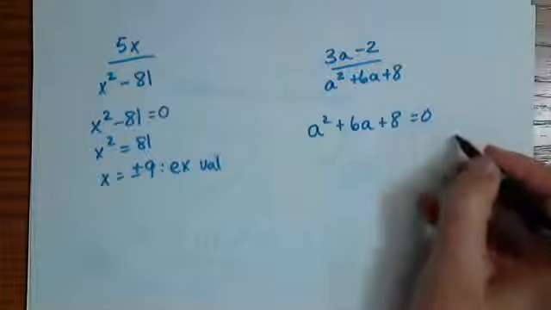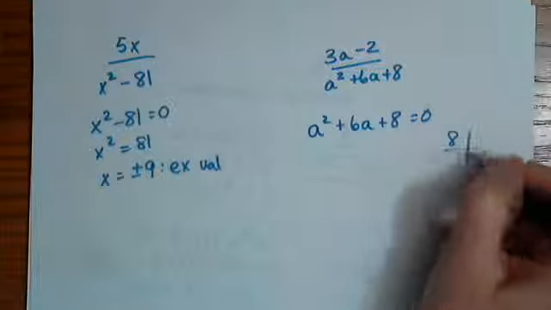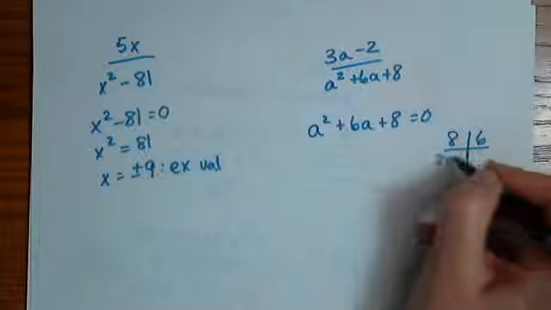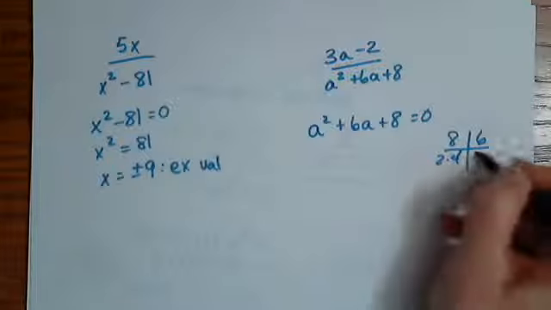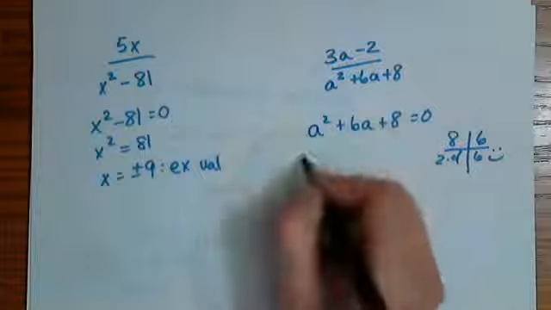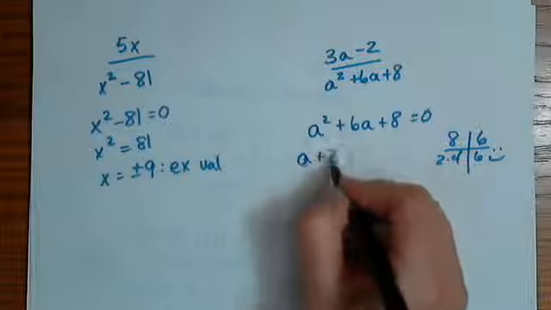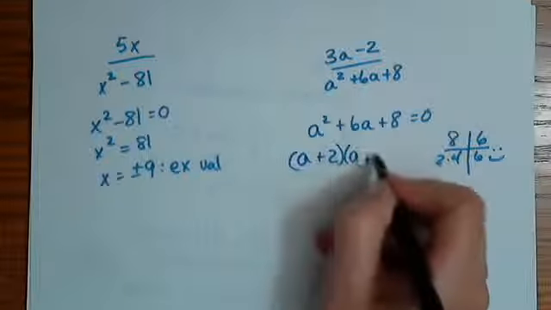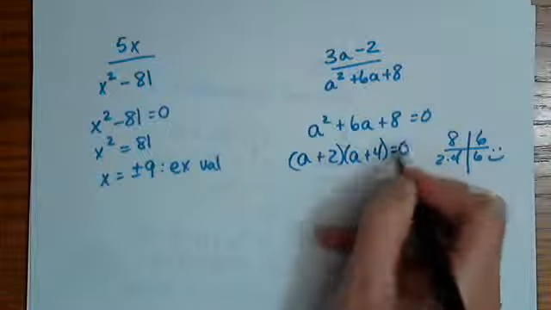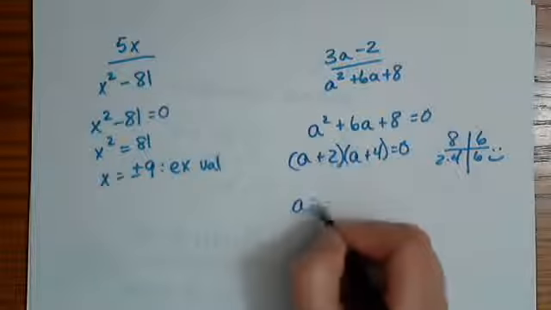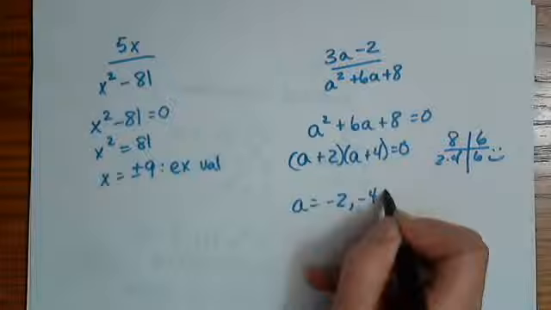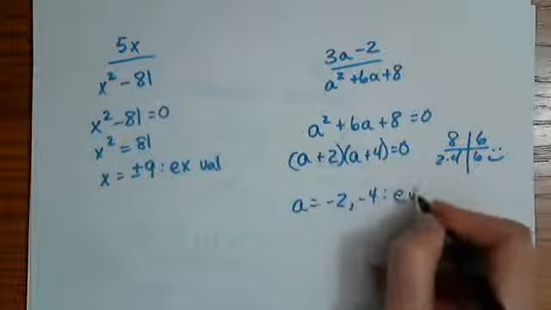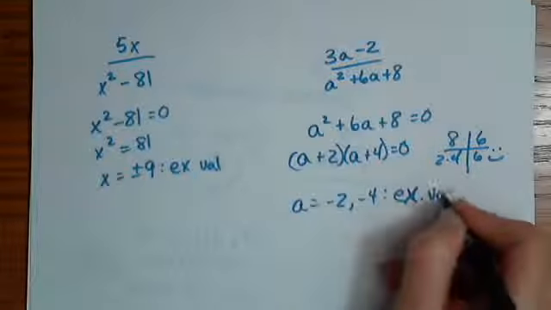So let me see if I can find numbers that multiply to 8 and add to 6. Well, 2 times 4 multiplies to 8 and adds to 6. That makes us happy. So a plus 2 times a plus 4 equals 0. a equals negative 2 or negative 4.